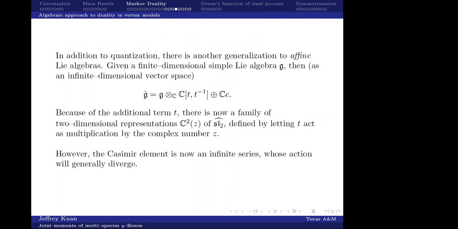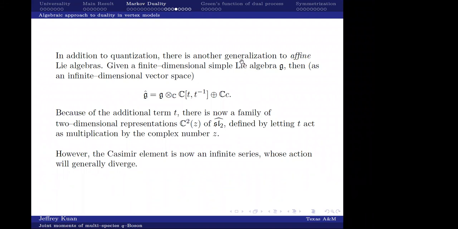Okay, so what's the algebraic structure underlying this? There are these things called affine Lie algebras. As a vector space, you tensor with Laurent polynomials in T, and then you need to take a central extension. Affine Lie algebras are pretty interesting. One thing it does for you is that because you have an additional term T, you now have a family of 2-dimensional representations, letting T act as multiplication by Z. So now you have 2 parameters Z and Q, and these correspond to the 2 parameters B1 and B2 in the stochastic 6 vertex model.